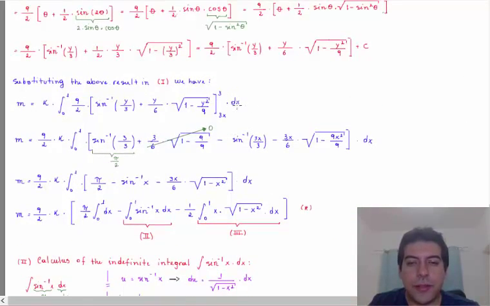So substituting these integral limits, we have that m could be written as 9 over 2. Since k is constant, it could go outside of the integral. So we have 9 over 2 times k times the integral from 0 to 1 of sine minus 1. We are substituting y as 3 right here.